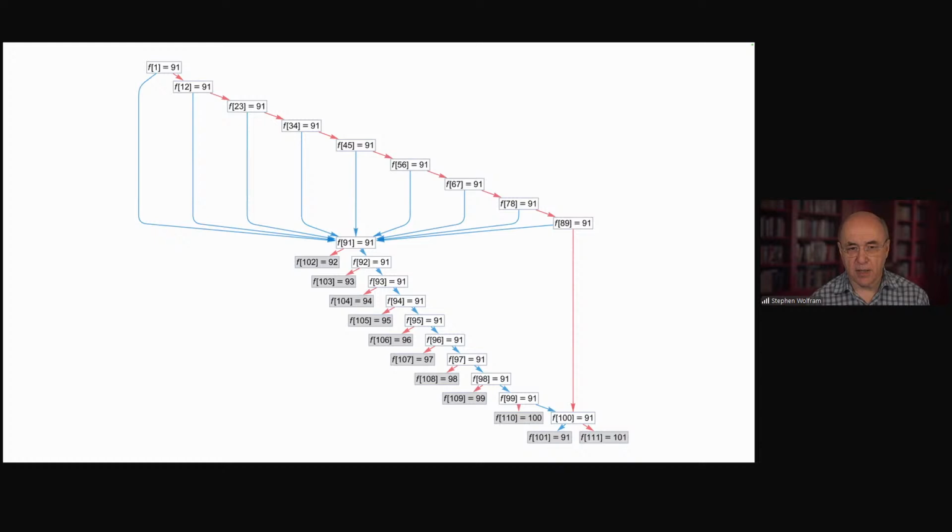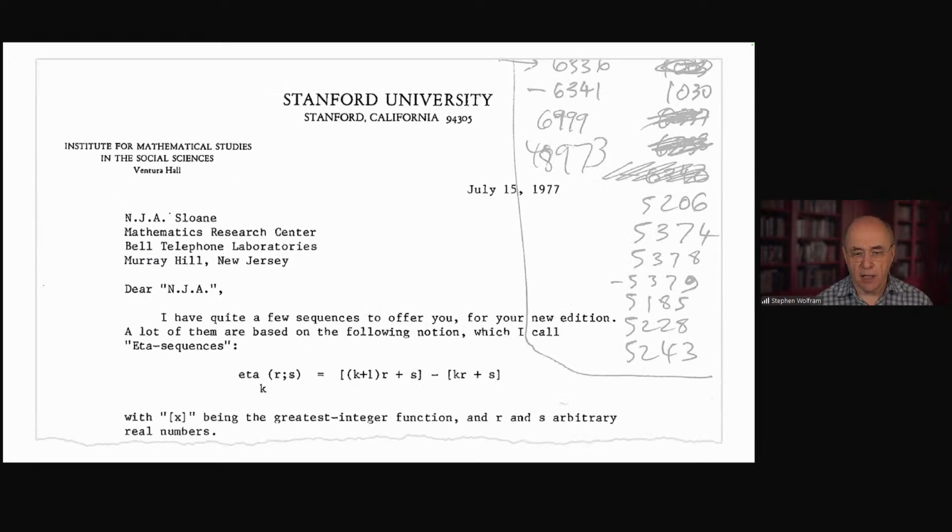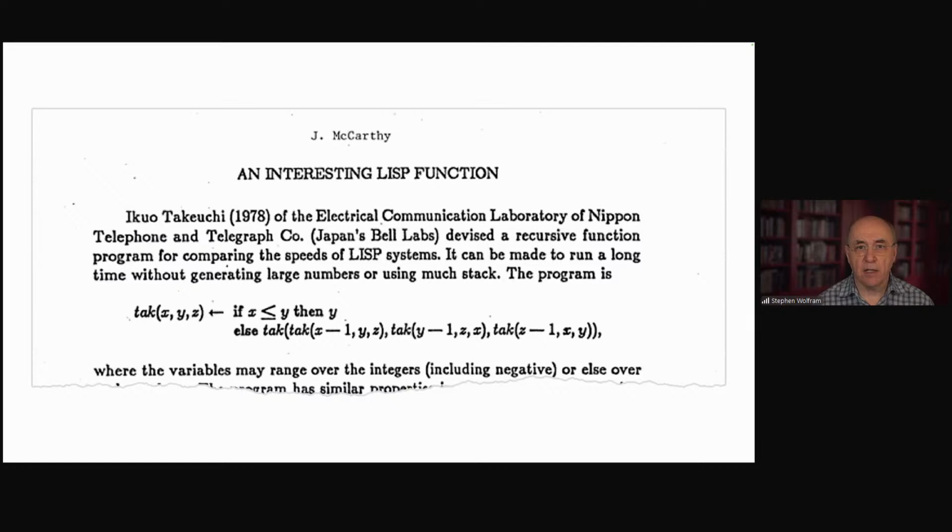Oh, that's the graph for the 91 function. So this is Takeuchi's triple recursive function that John McCarthy called TAK. But in all these cases, the focus was on how these functions would be evaluated, not on what their behavior would be. And it was typically very, very simple behavior.